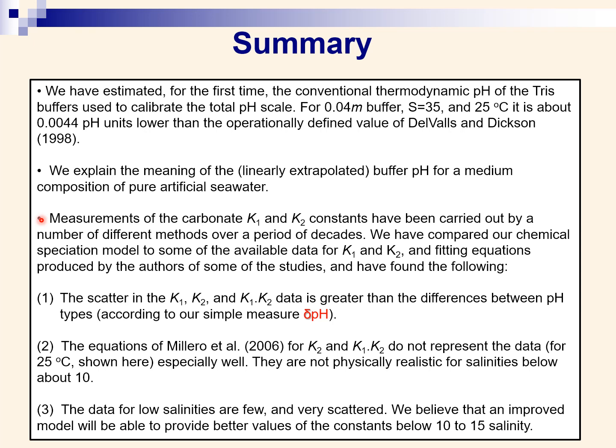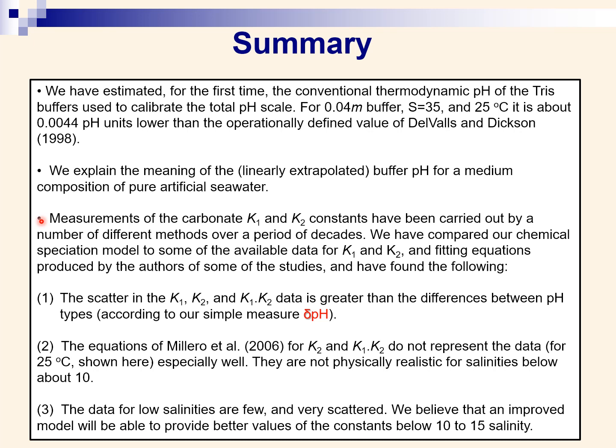Next we have examined measurements of the carbonate K1 and K2 constants, and we've compared our chemical speciation model to some of the available data and also the fitting equations produced by the authors of those studies, and found the following. First, the scatter in K1, K2 and their product is greater than the differences between the pH types according to our very simple measure, delta pH.